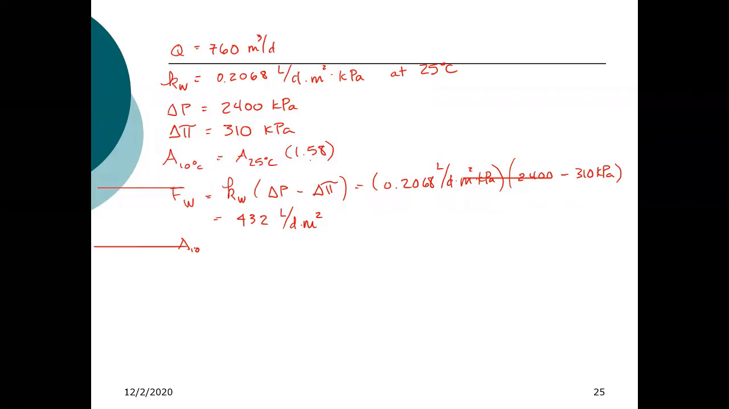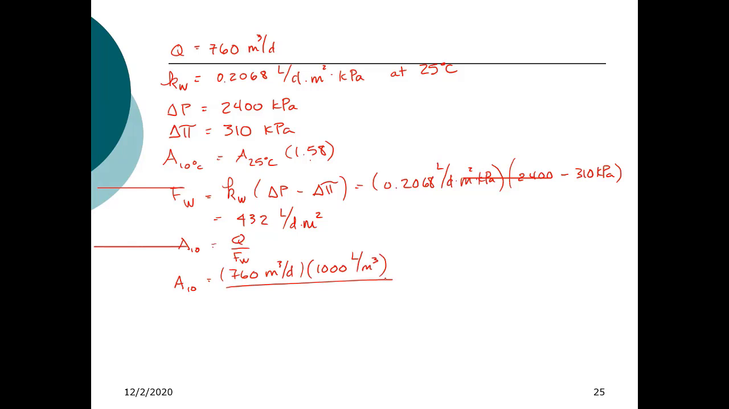Area that we need is equal to our flow divided by our flux. So liters cancel, meters cubed cancel, day cancels, and we're left with units of meters squared. But remember, we were told that it would be 58% greater than what is required at 25 degrees. And this here is at 25 degrees. So that means we need roughly almost 2,800 square meters of membrane surface.